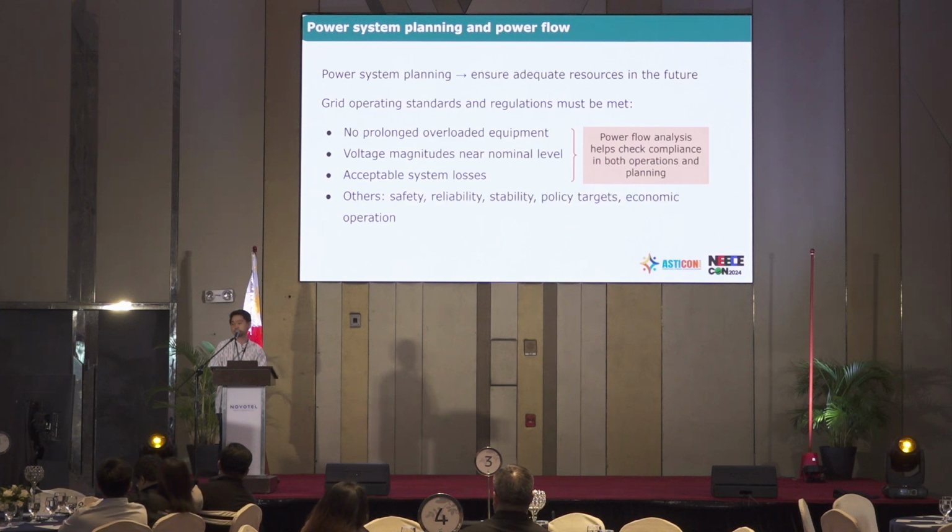Number 2, voltage magnitudes near nominal level. So ito yung plus, dapat malapit sa mga outlets natin, dapat 220 volts. Sa transmission network, may ganun din, so dapat malapit dun sa mga levels na yun, yung voltages. Number 3, dapat yung system losses ay acceptable na level. So hindi dapat masyadong malaki para hindi masyadong malaki yung binabayaran natin. And others: safety, reliability, stability, policy targets, and economic operation. So maraming iba't ibang standards yung gusto nating ma-meet.